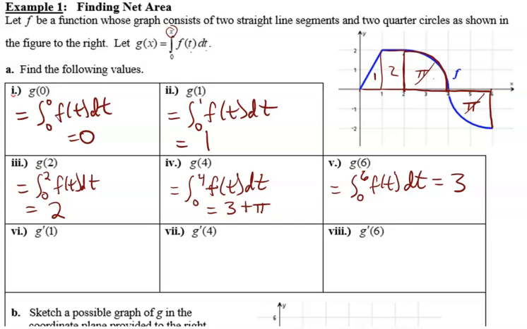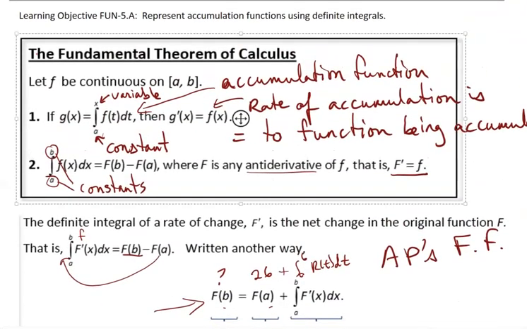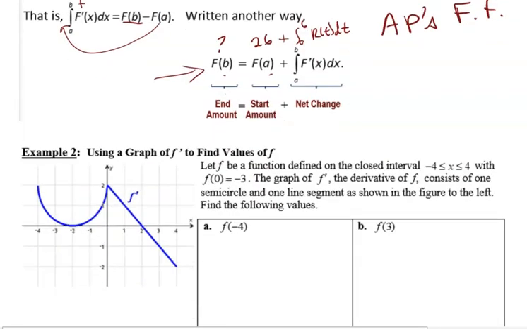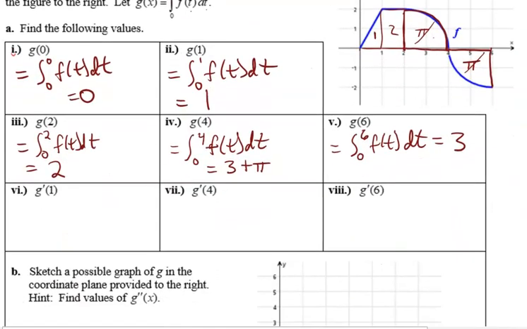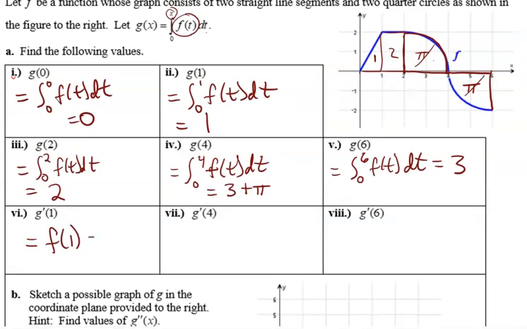Okay. These 3 are a little bit different here. G prime of 1. This is asking for the derivative of the accumulation function. Well, the first part of the fundamental theorem, let me scroll back up here, says that the derivative of the accumulation function is equal to the value of the function that is being accumulated. In other words, g prime of 1 is equal to the value of the function on the inside, which is f, that's what I'm looking at, which is f at x equals 1.